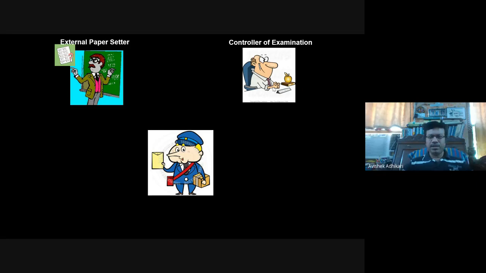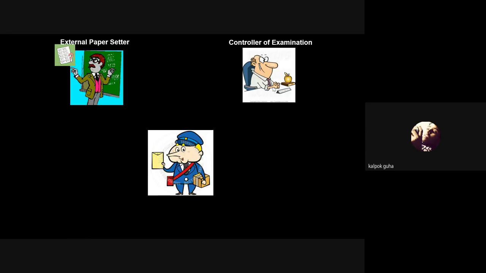But this controller of examination, being a person from the world of cryptography, wants this to be done in a very secure fashion. Now, can you give any suggestion on how the paper setter can send the question paper so that the postman won't be able to find the question paper? So it should be a kind of secure way. How? Any guess that you might have?